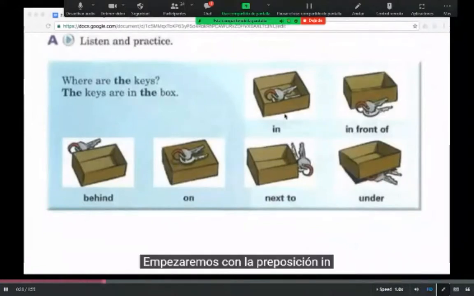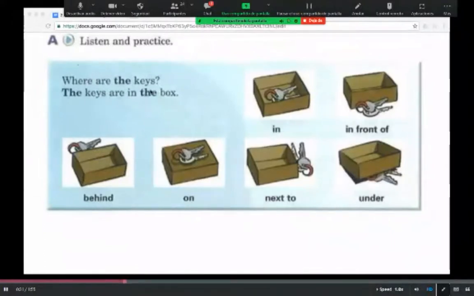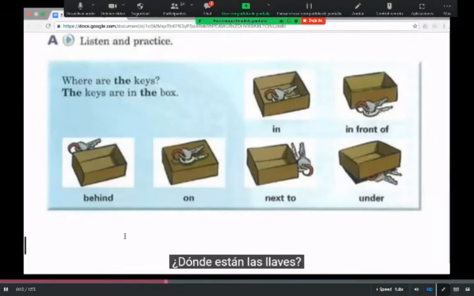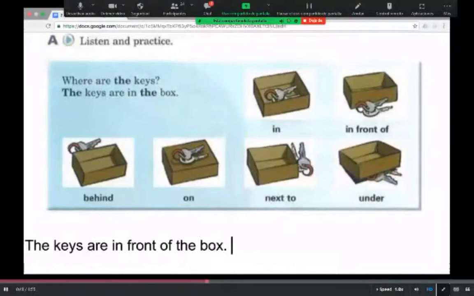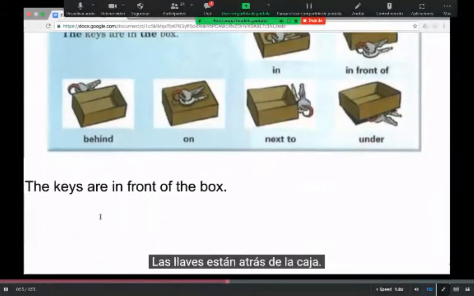Let's start with the preposition in. We will start with the example. The question is, where are the keys? The keys are in the box. The next one. Where are the keys? The keys are in front of the box. Where are the keys? We can see the keys are behind the box.